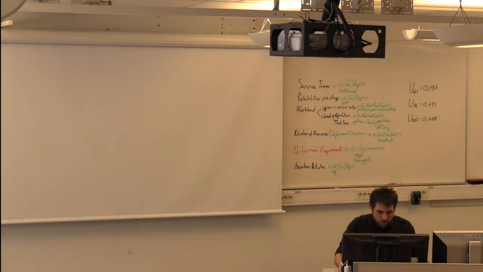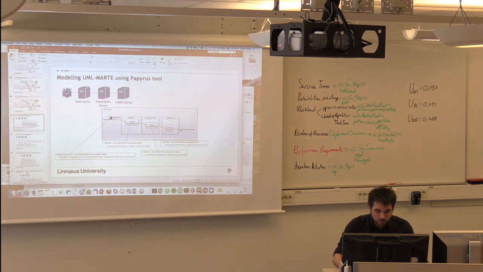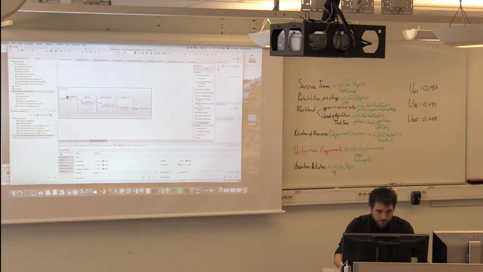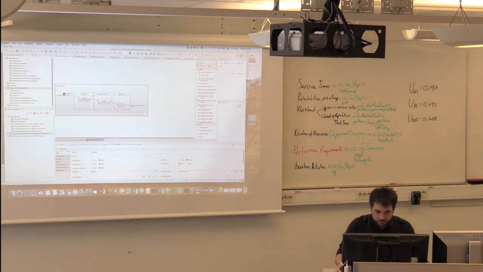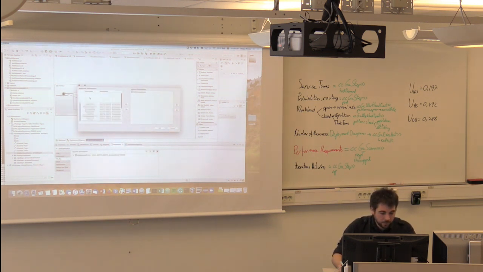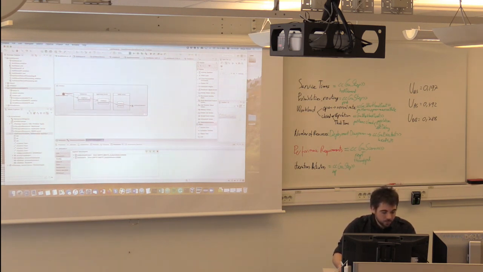So if we do this in Papyrus, in this example with 3 servers, you will see this workload event that comes automatically, because if you click on the initial node and you go to the profile, you will have a list of stereotypes you can add to the initial node. Well, you will have a list of stereotypes once you have installed the profile. And how to do this?